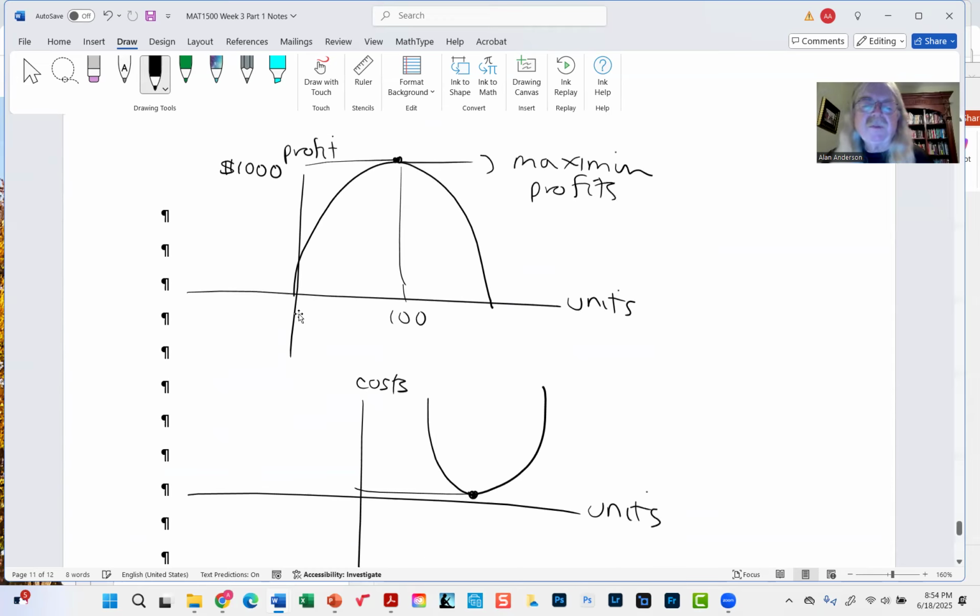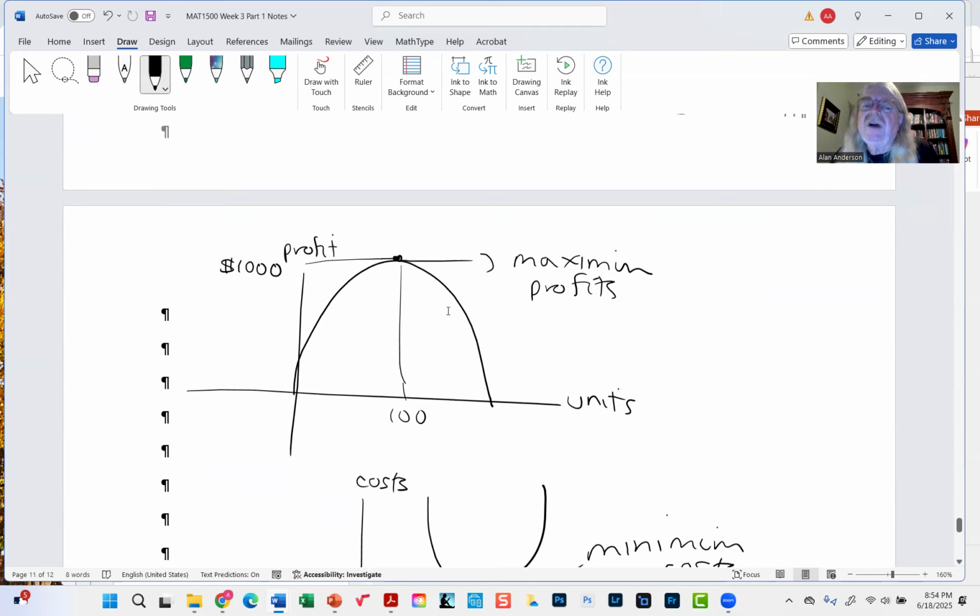And here you have your minimum costs. So the question is, how do we find these points? That's what this chapter is all about. Taking functions and finding points at which they might reach a maximum value or a minimum value. Now, not all functions have a minimum or a maximum value, and we need to figure that out too.